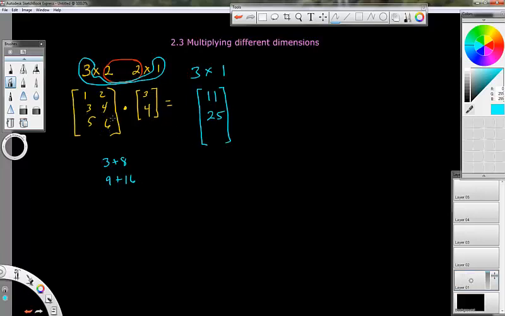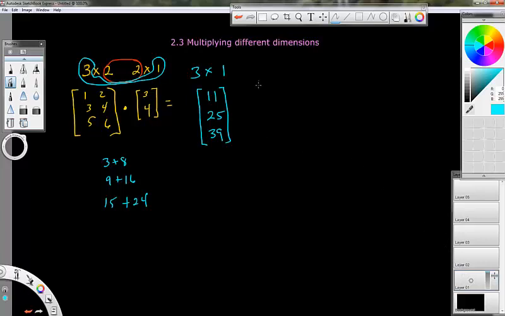Then to do this last one, I'll slow it down here a little bit. You get this row times this column. Okay, row times column. So that's going to be 5 times 3, which is 15, plus 6 times 4. This row times this column. 6 times 4 is 24, so that winds up being 39. Okay, so there's a great example of taking two different dimensions and getting another weird shaped thing.